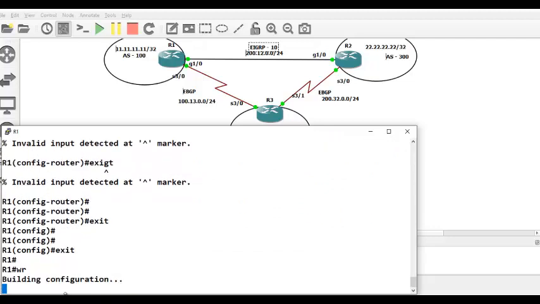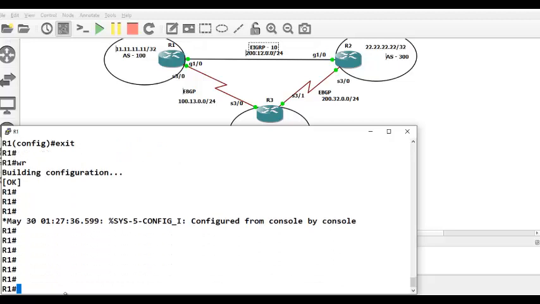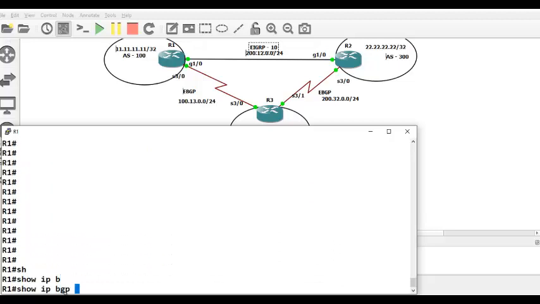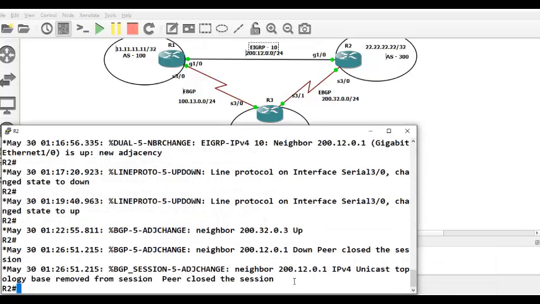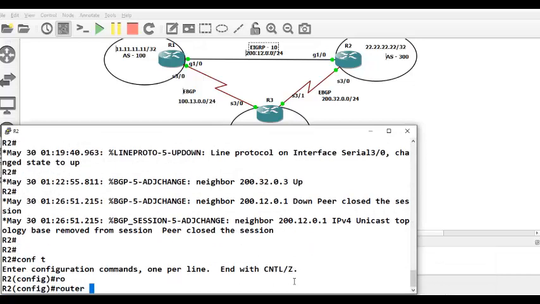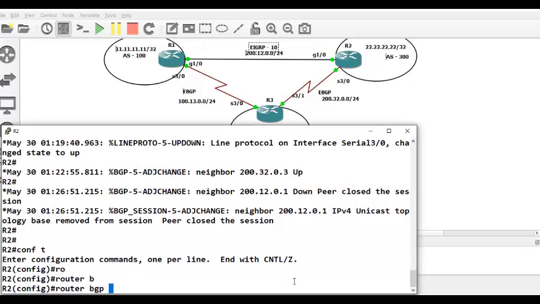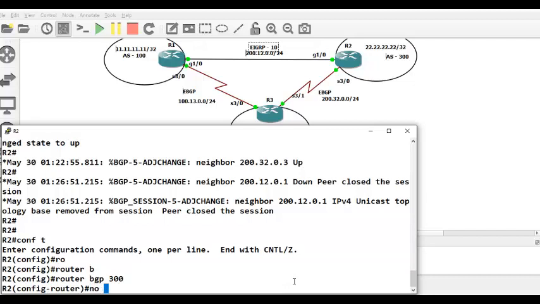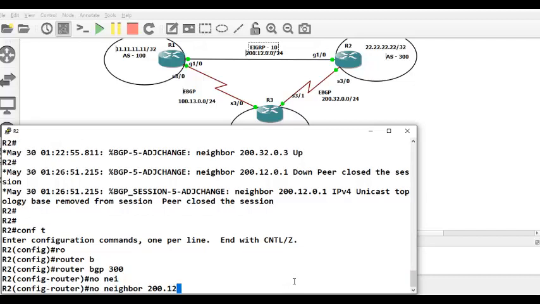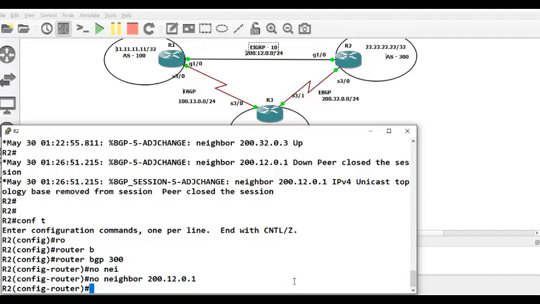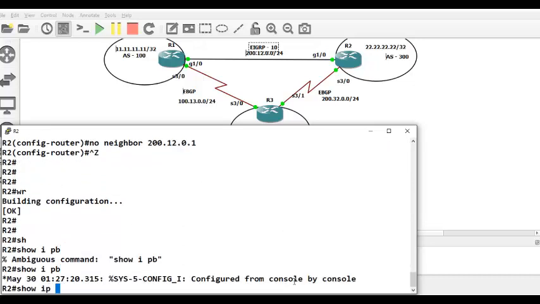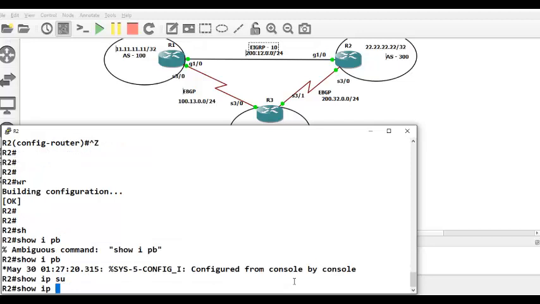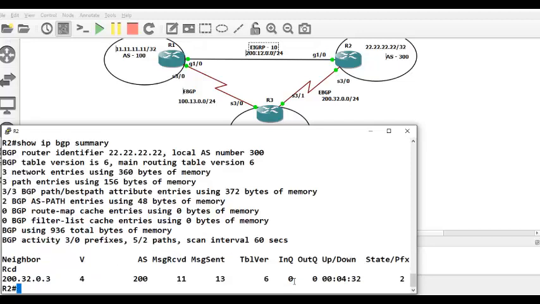Now I have removed BGP. Show IP BGP summary. I got only one neighbor. This is what the scenario should be. So there should be only one neighbor.